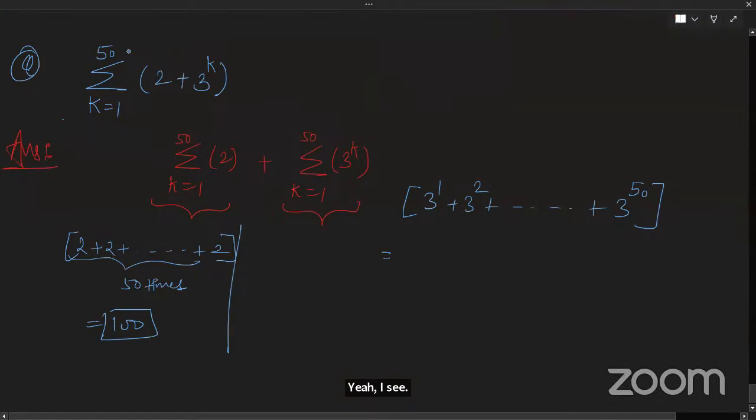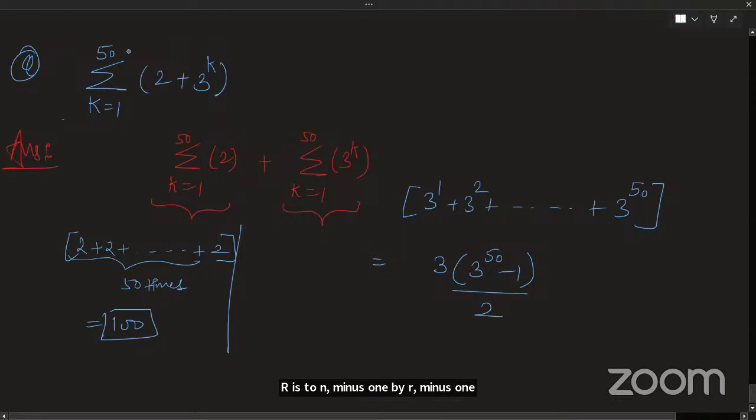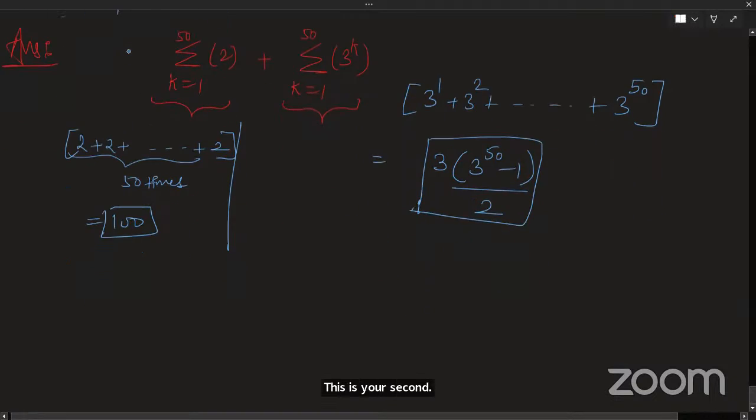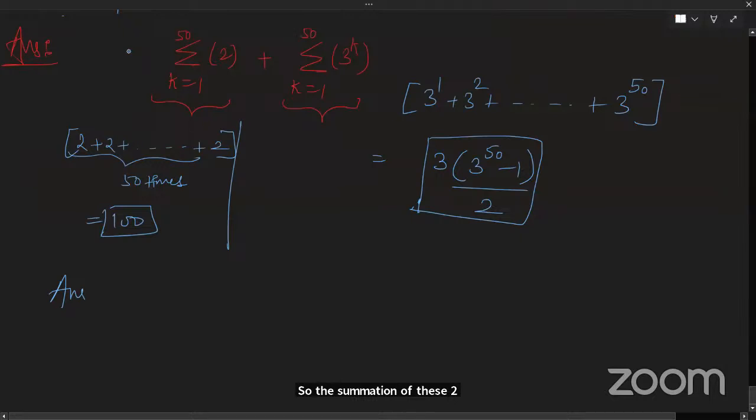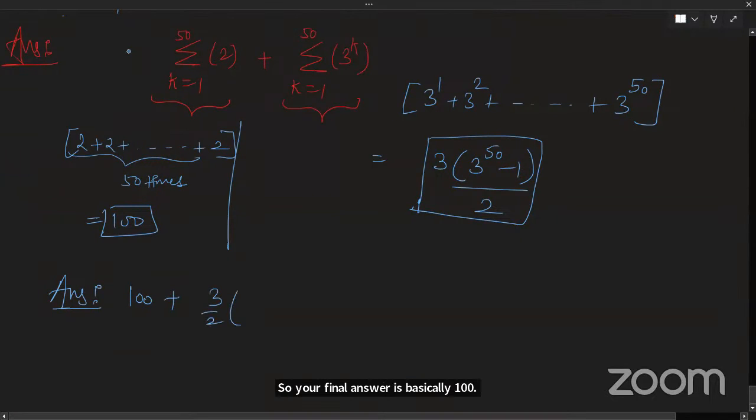So it is basically a GP, right? Use the GP formula. A equal to 3, R equal to 3. The sum is A into (R raised to n minus 1) by R minus 1, right? This is your second sigma. The summation of these two will be your final answer. So your final answer is basically 100 plus 3 by 2 into (3 raised to 50 minus 1).